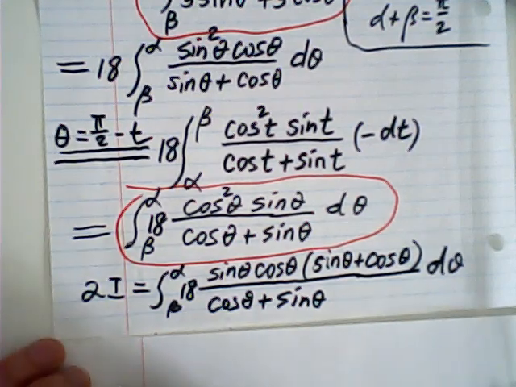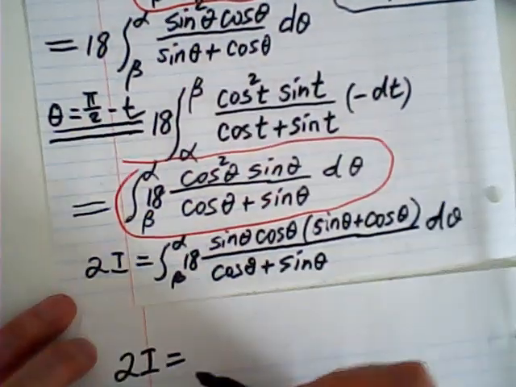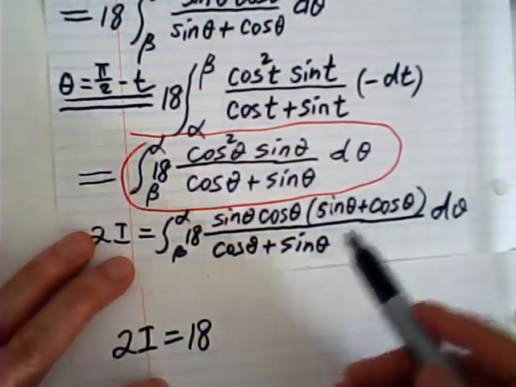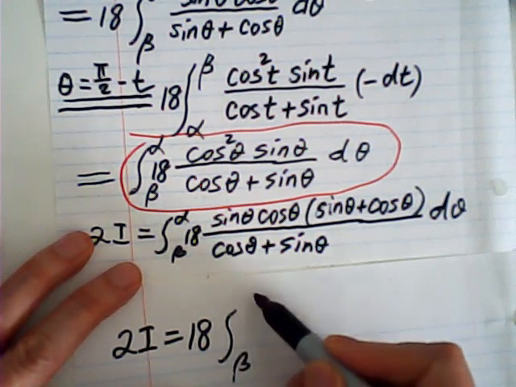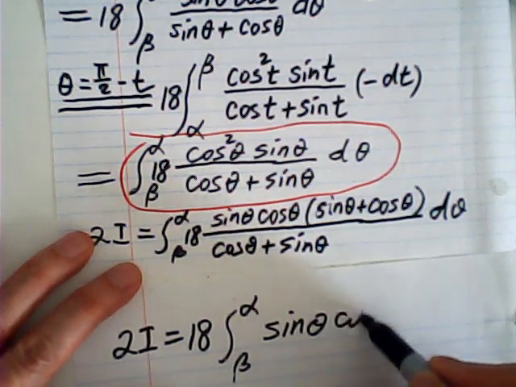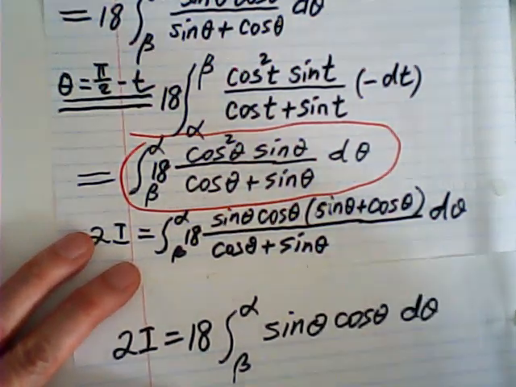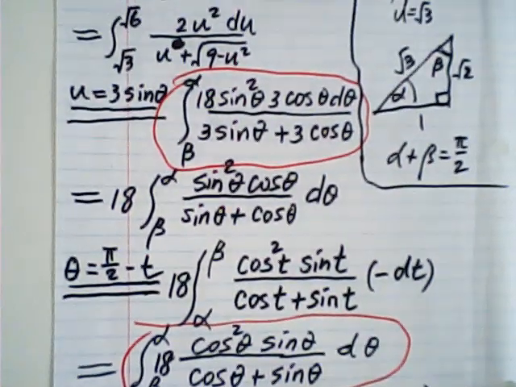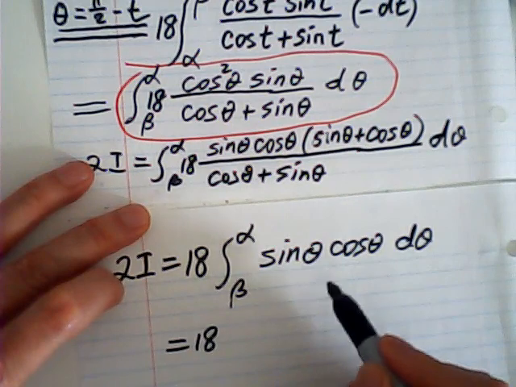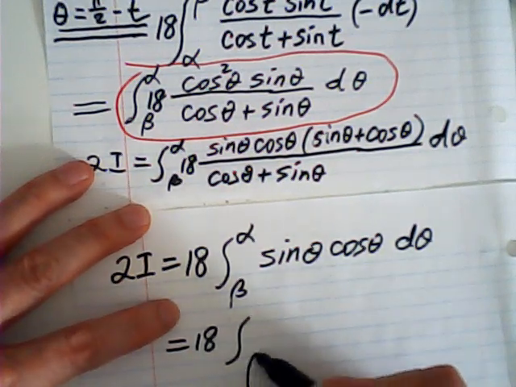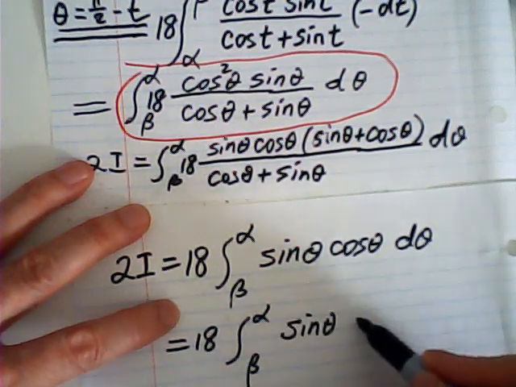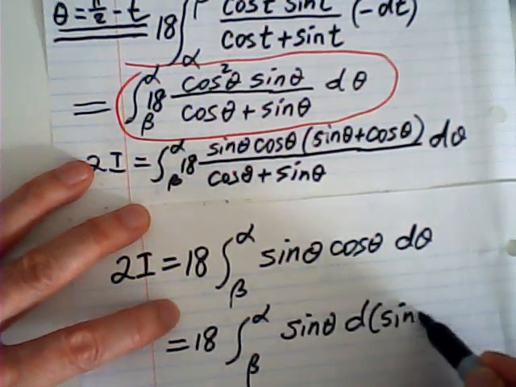Now, 2I is equal to 18, and this is cancelled out. 18 from beta to alpha, and the sine theta, cosine theta, d theta. All right. I hope everything is okay. Then this one is equal to 18, from beta to alpha. This is a sine theta. This is a d sine theta, right?